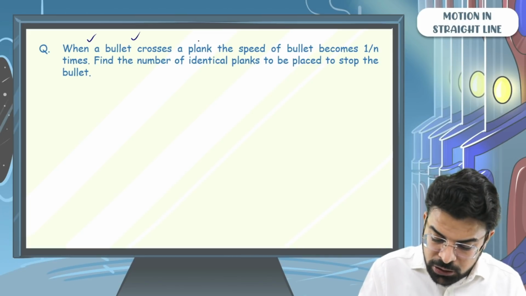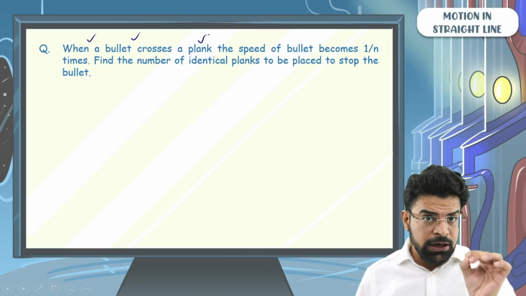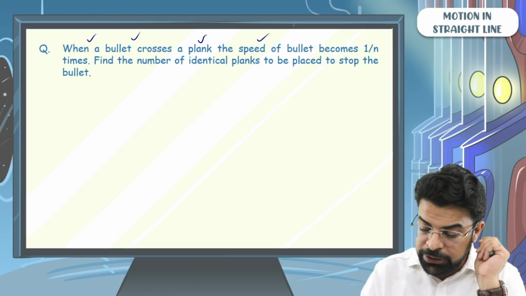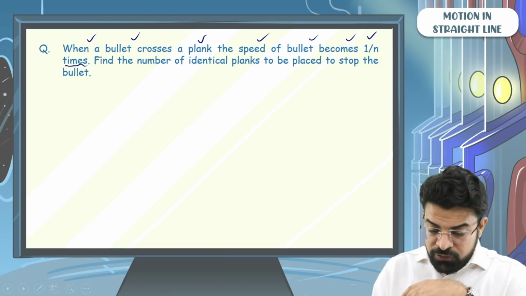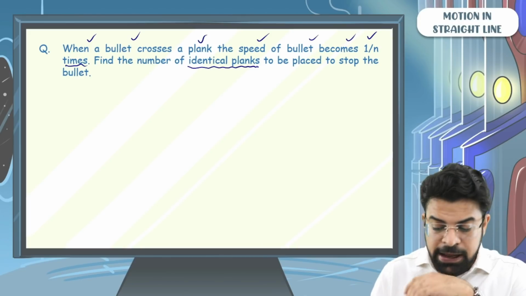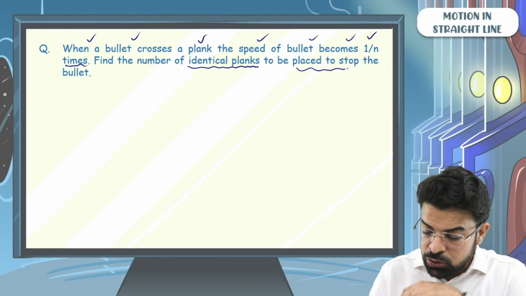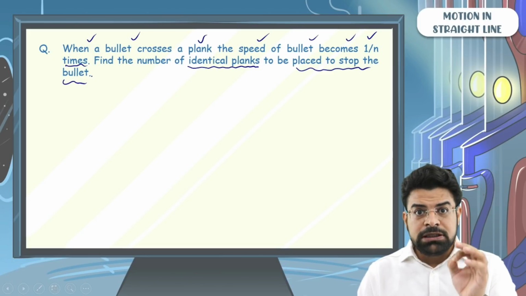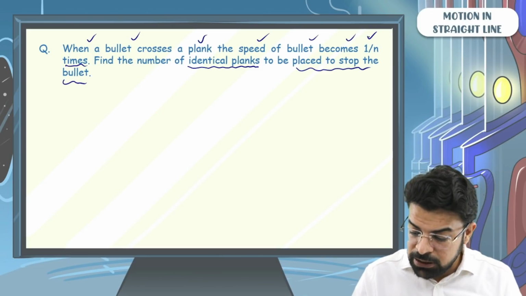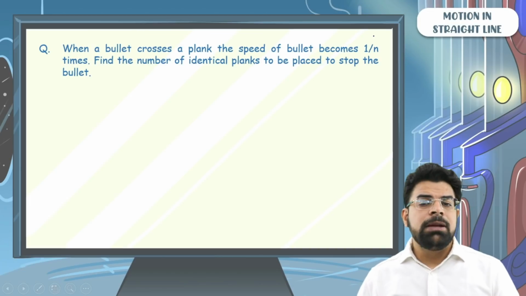When a bullet crosses a plank, the speed of the bullet becomes 1 by n times. Find the number of identical planks to be placed so as to stop the bullet. So when the bullet crosses one plank, its speed becomes 1 by n times. How many planks have to be placed to stop the bullet?